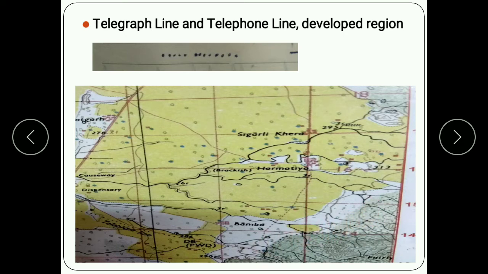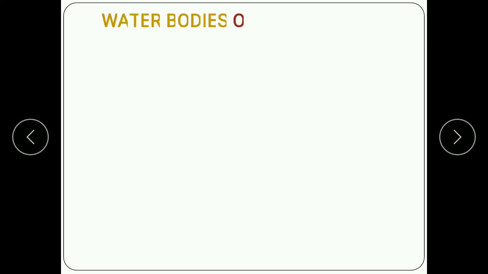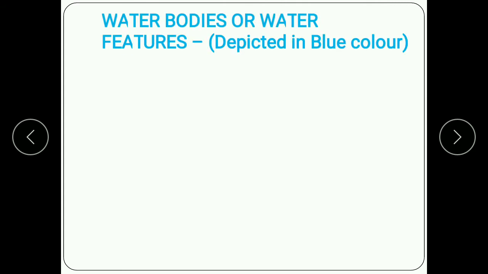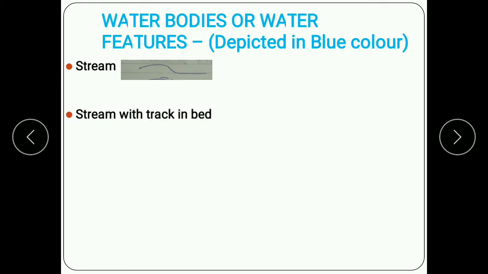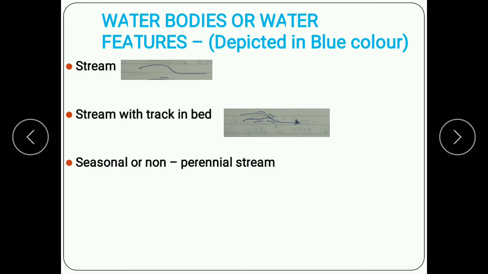Next, water bodies or water features, depicted in blue color. First there is a stream. A perennial stream will be indicated with a blue line. Next, stream with track in bed. Next, seasonal or non-perennial stream. Seasonal or non-perennial streams are spread almost everywhere on the topographical map. This is the most common stream that you will find.